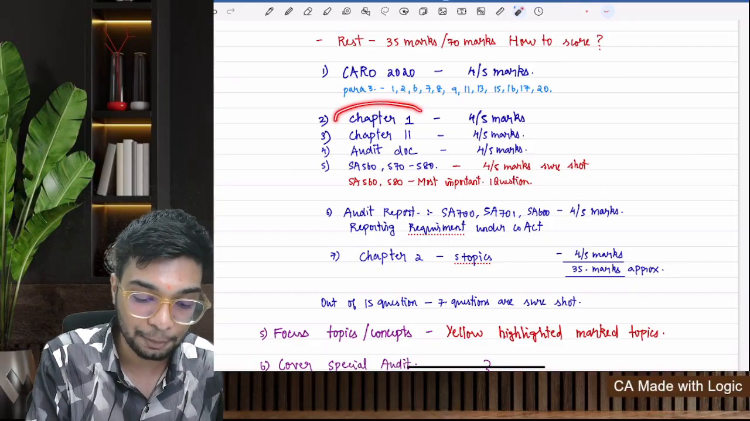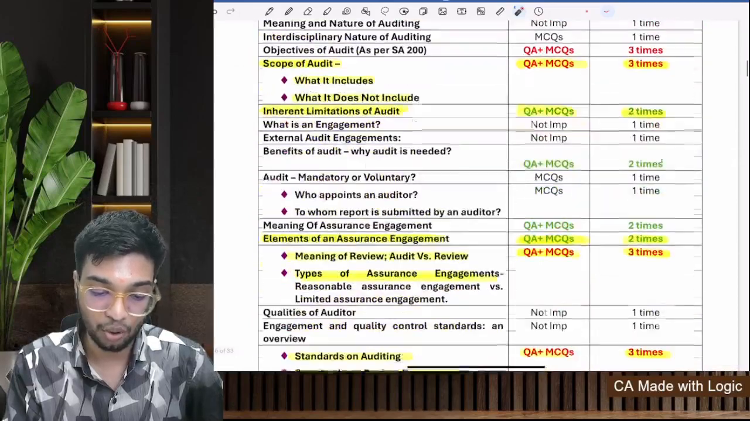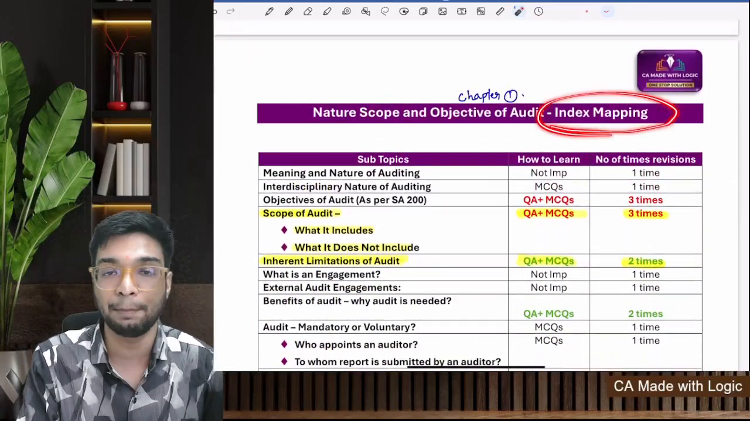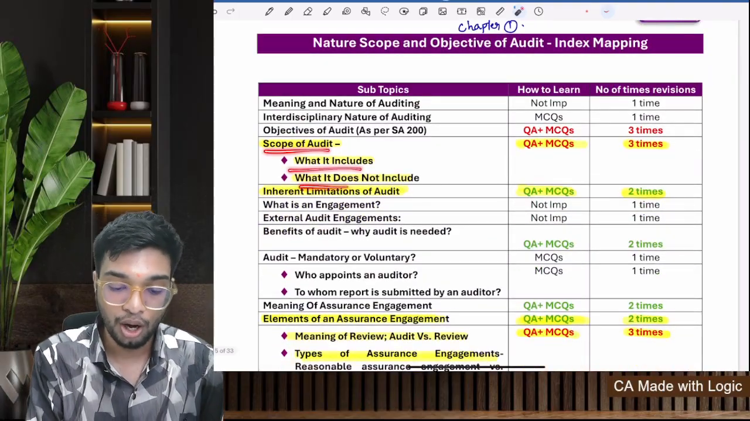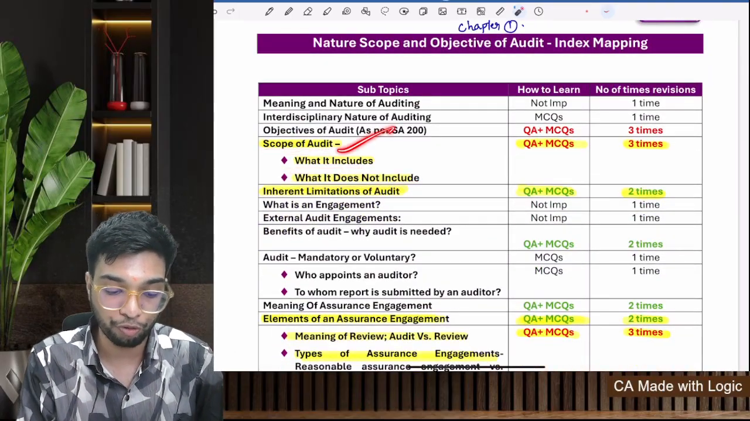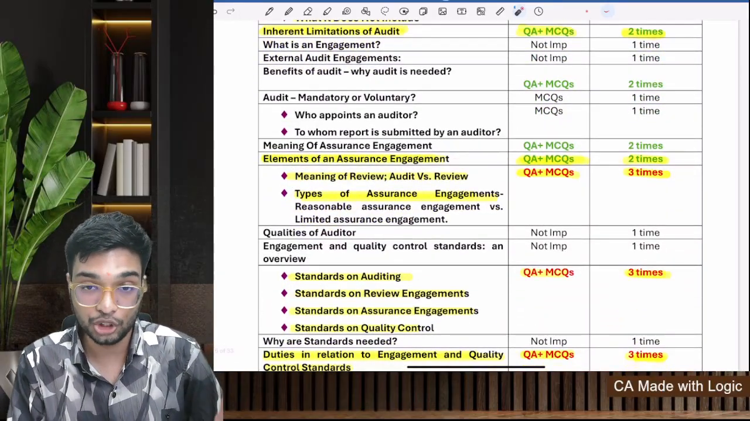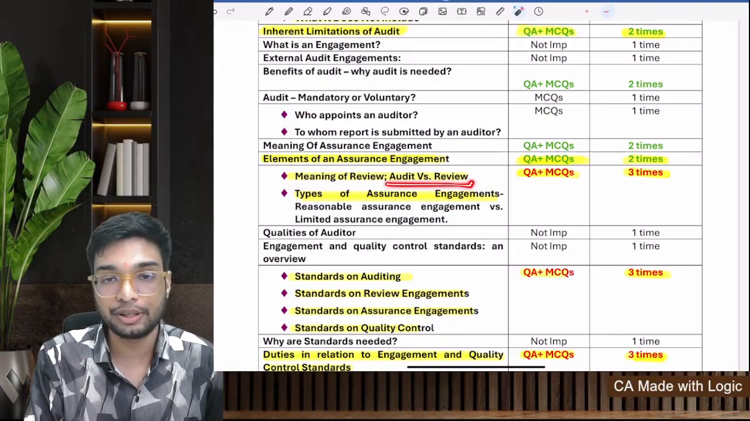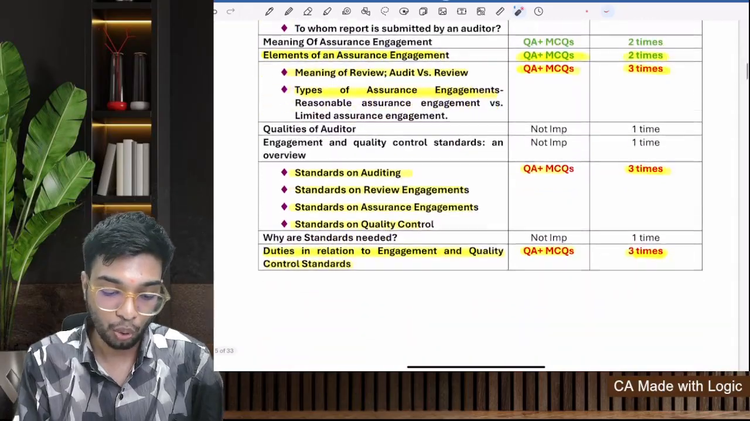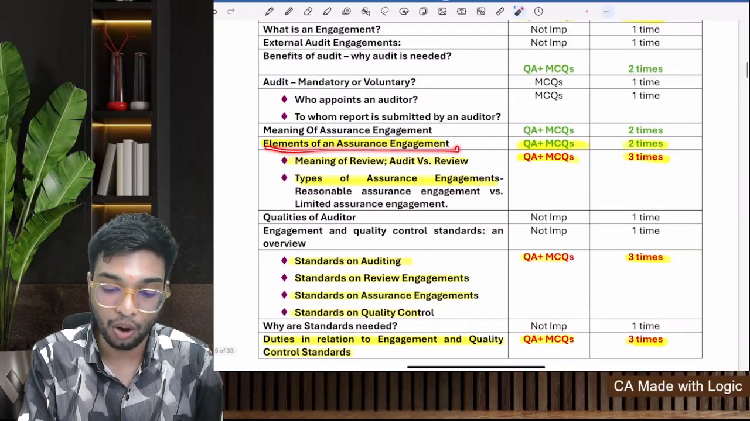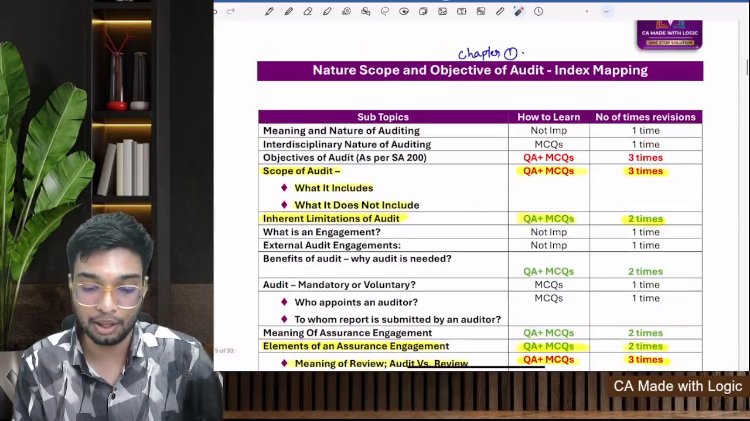Then cover chapter number 1, where you need to focus on only 6 topics. I have created an index mapping from the ICAI study material of which concepts you need to focus on more. One is the scope of audit, inherent limitations of audit, elements of an assurance engagement, what is the difference between audit and review, and types of assurance engagement. I have highlighted in yellow which concepts you need to focus on in chapter number 1.